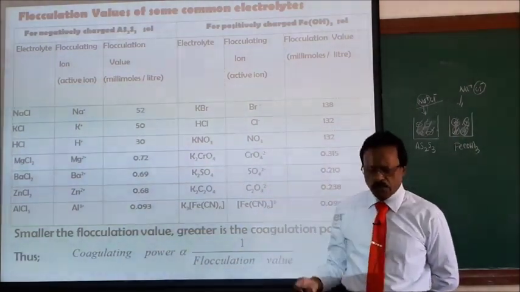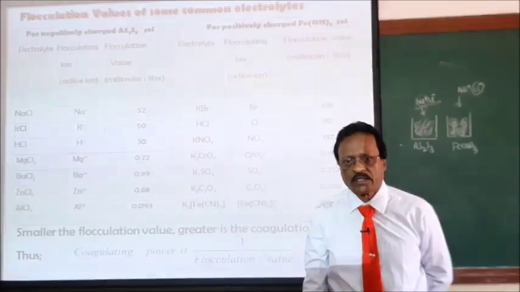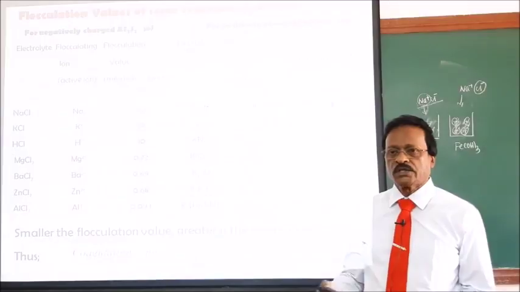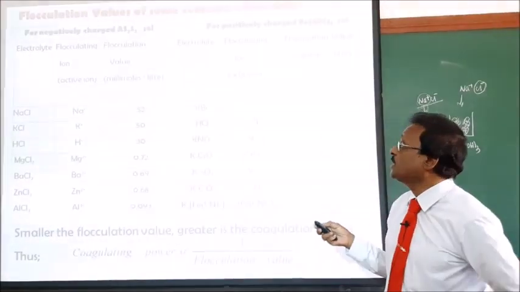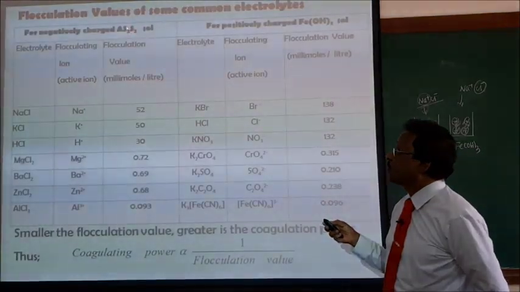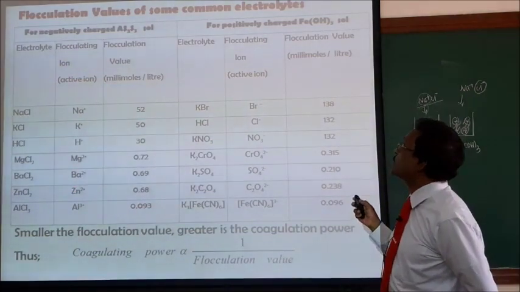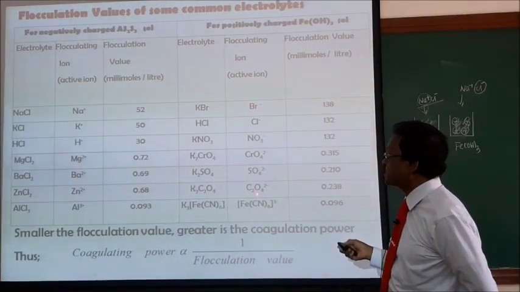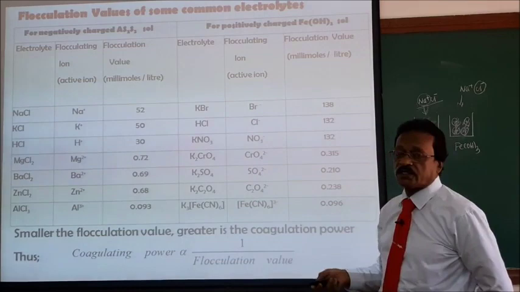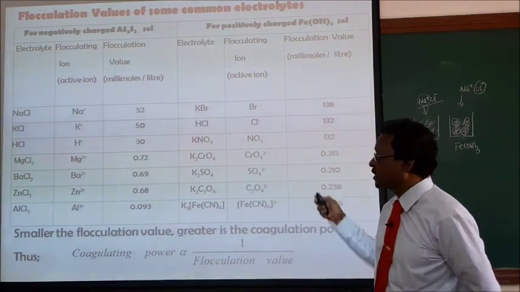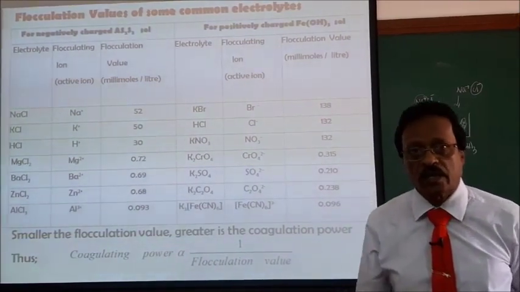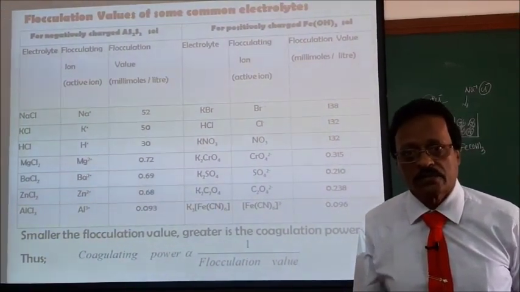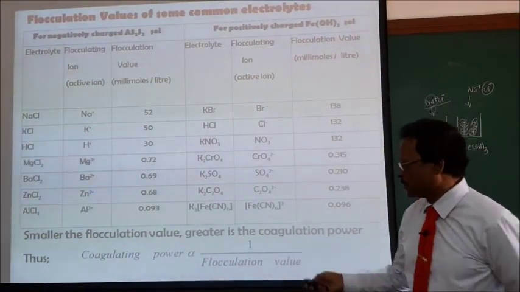It's a very, very common question in most of your national level competitive examinations. They give the values. You have to say which is the best coagulating agent, because negative sols are coagulated by the positive ions, and positive sols are coagulated by the negative ions. The higher the charge, the higher is the power of coagulation. That is expressed in terms of the flocculation value. Friends, are you clear? I have given the clue also.